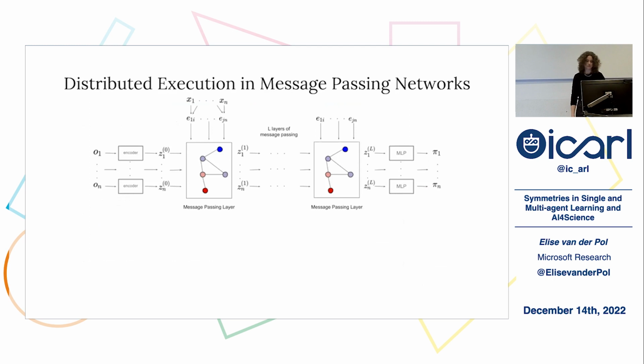For this, we use the fact that you can use message passing networks to do distributed execution. If you're not familiar with message passing networks, they're a generalization of a graph network. If you're familiar with a message passing algorithm like belief propagation, for example, this is kind of a neural version of that.